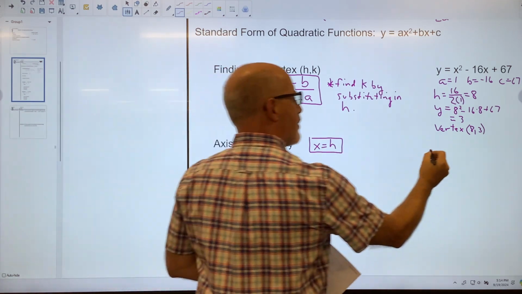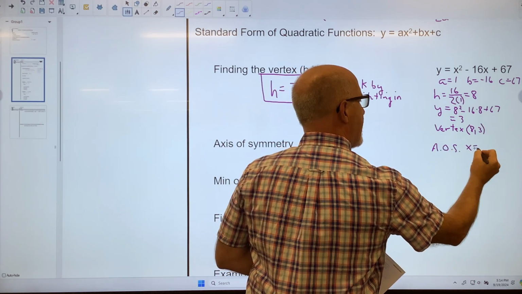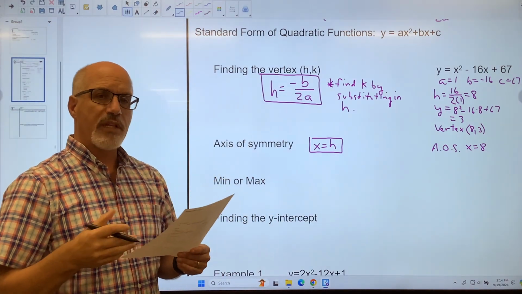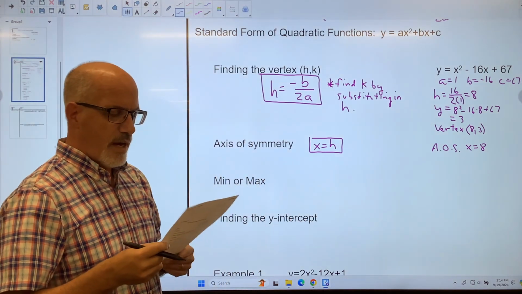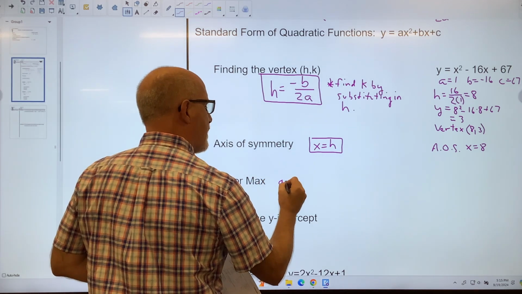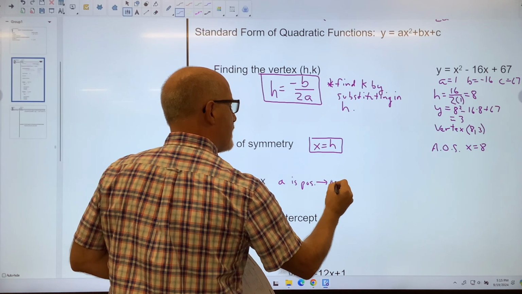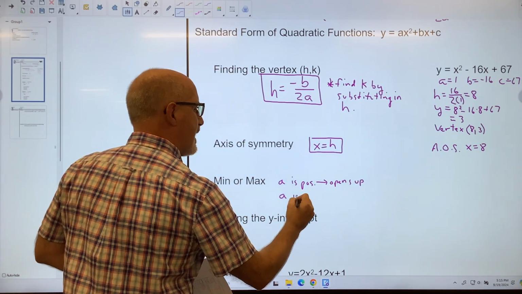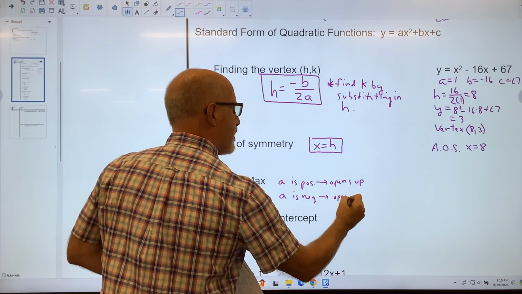So for this example over here, the axis of symmetry would be x equals 8. To find the min or max, remember that the axis of symmetry relates to the x, while the min or max relates to the y value. If you recall, when a is positive, the graph opens up, and when a is negative, it opens down.